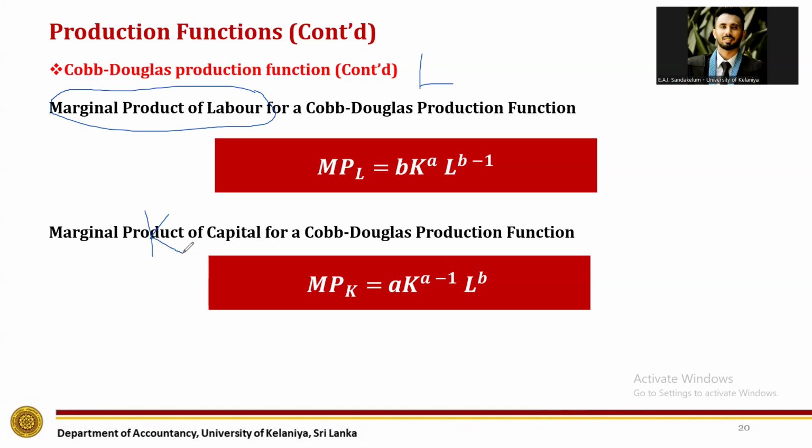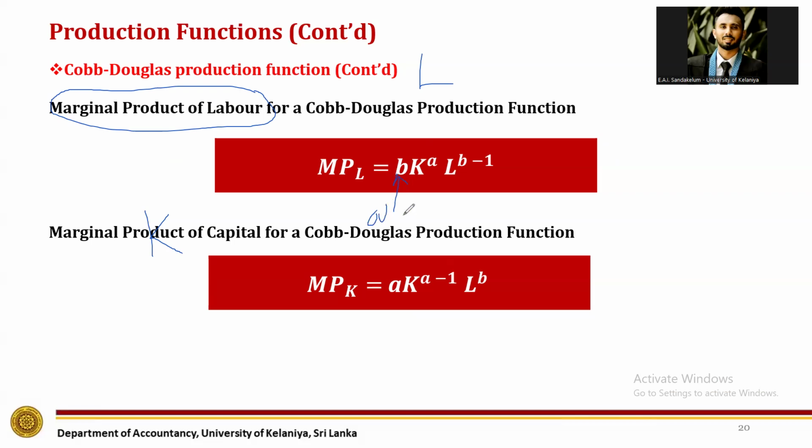To find out the marginal product of labor, what is the formula? B into K to the power A, L to the power B minus 1. So what is this? What does B mean?